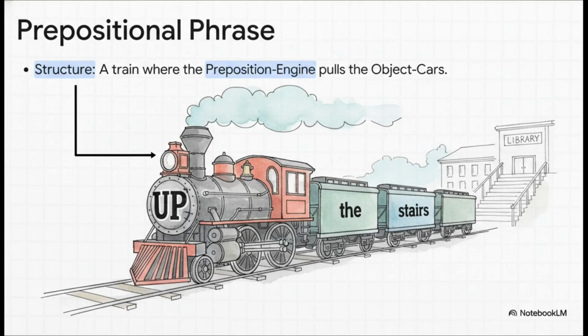And last but not least for phrases, we have the prepositional phrase. Now, this one is usually pretty easy to spot because, surprise, it always starts with a preposition. Words like in, on, at, up, through. That first word is like the locomotive that pulls the rest of the phrase train along.